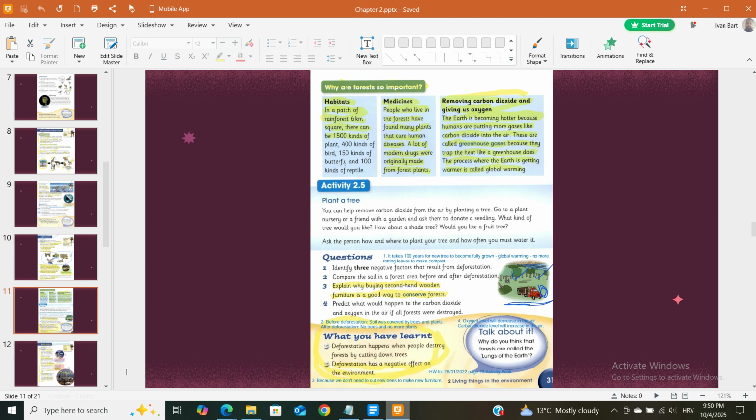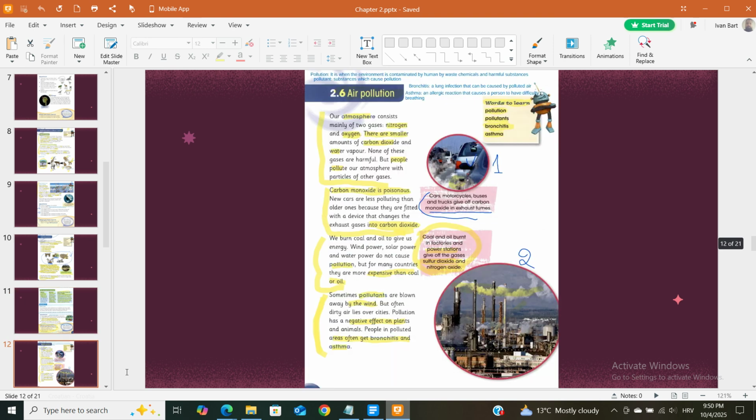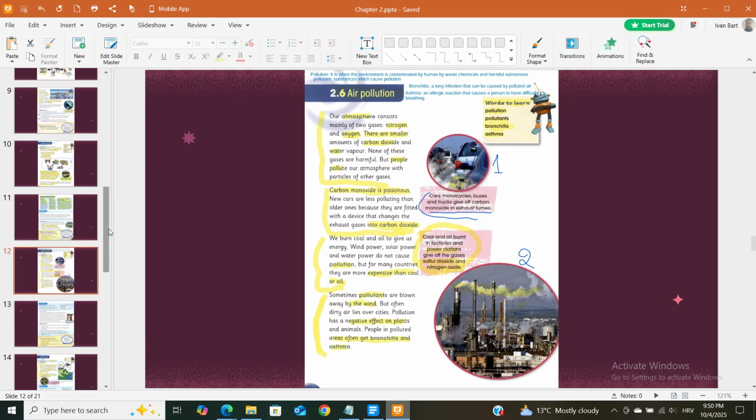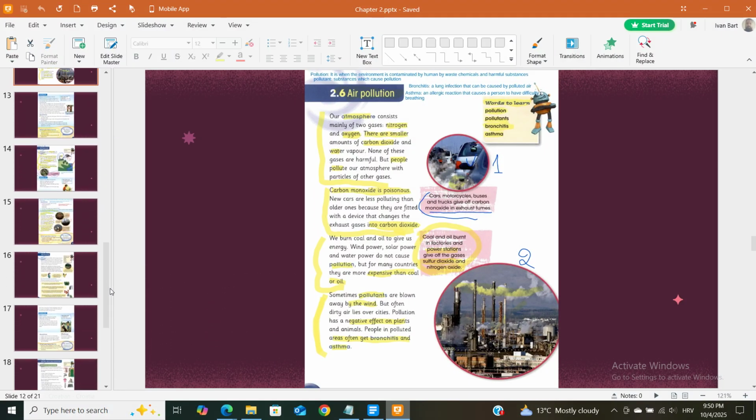3.1 Pollution. It is when the environment is contaminated by waste, chemicals and harmful substances. Pollutant. Substances which cause pollution. 2.6 Air pollution. Bronchitis. A lung infection that can be caused by polluted air. Asthma. An allergic reaction that causes a person to have difficulty breathing.